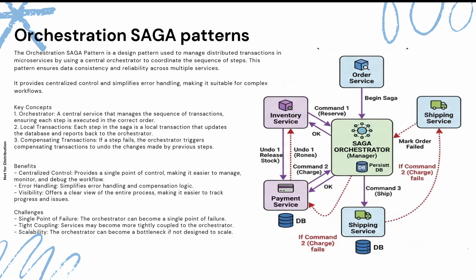The challenge is centralized control. Whatever is the benefit becomes a challenge or bottleneck, because if that orchestrator goes down, it brings down your system. It's a tight coupling, so services are tightly coupled with the orchestrator. Scalability, at a certain point of time, becomes a bottleneck because of the orchestrator only.